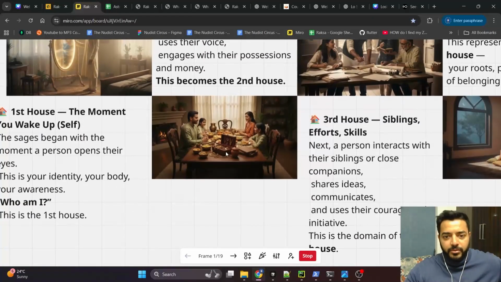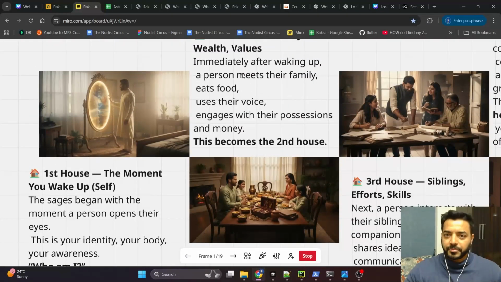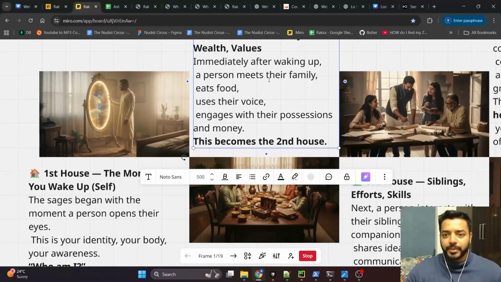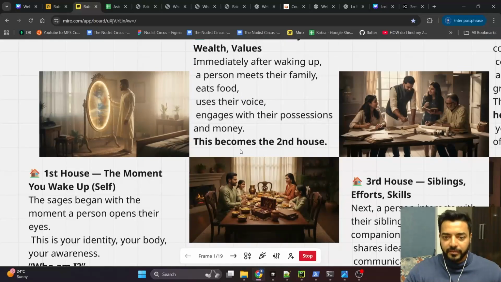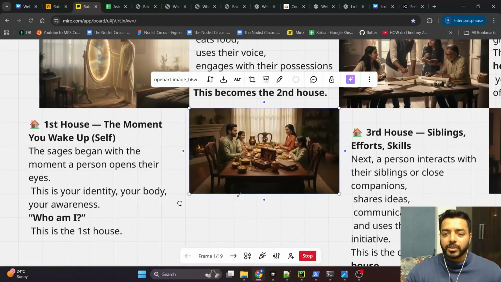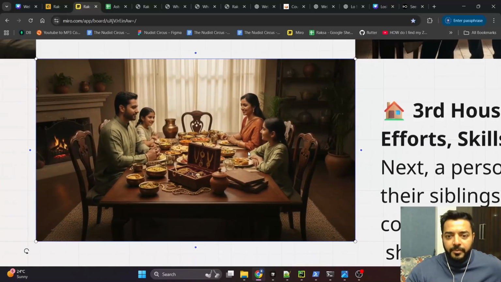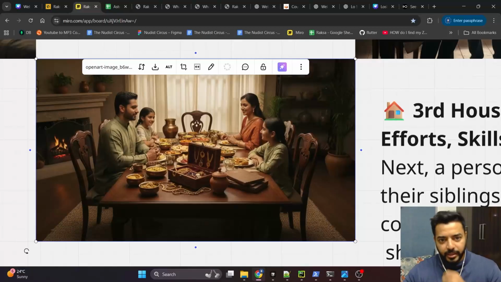When I say your family, it's going to be your children and your wife, right? So that's the second house. Immediately after waking up, a person meets the family, eats food, uses their voice. He uses his voice to communicate that he loves the kids and loves the wife, right? And engages with their possessions and money, meaning he's just thinking about his wealth and money. That is the reason why the second house is about the family, speech and wealth, most importantly, right?